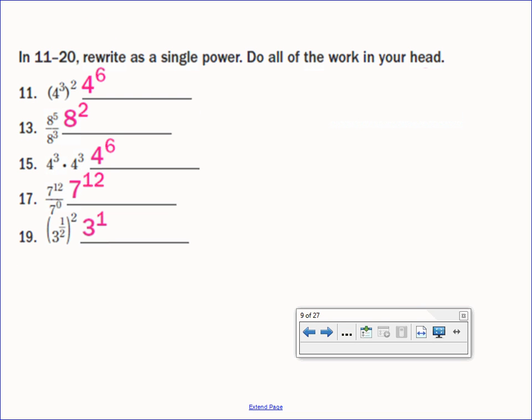In our second block, we can practice with our properties. That is a power to a power, a quotient of powers, a product of powers, a quotient of powers, and a power of a power.